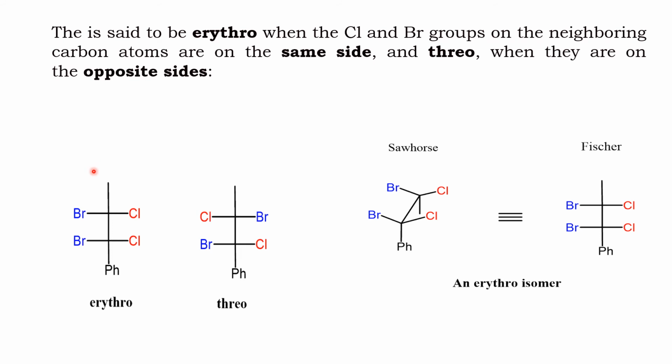See here, erythro and threo. I have another example. This is an erythro molecule. Why? Because these two are asymmetric carbon atoms and in which the chlorines are on the same side. So it is an erythro molecule. See the second example. The chlorines are on the opposite side. Hence it is a threo isomer.